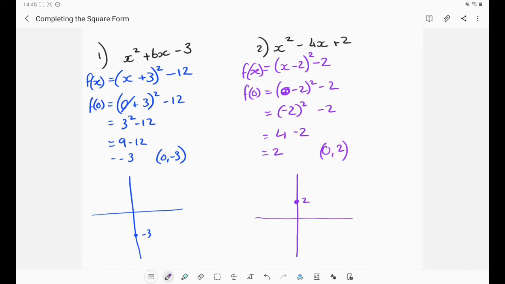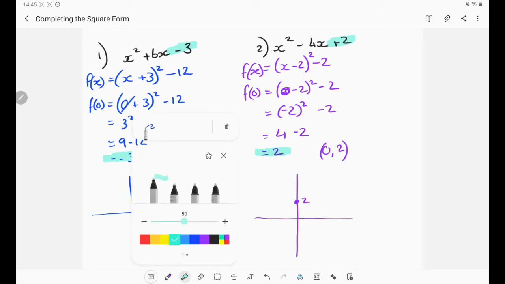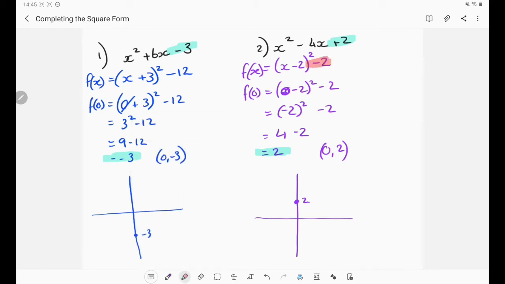Process is identical. There's no real advantage to which way you find the y-intercept. If all you're asked for is the y-intercept, you could even have used the equation at the start there. If you sub 0 in, you're left with just the bits at the end. And once again, you can see minus 3 matches the end of the equation, 2 matches the end of the equation. It does not match, and I am emphasising this, your completed square form. So be wary of making that assumption.